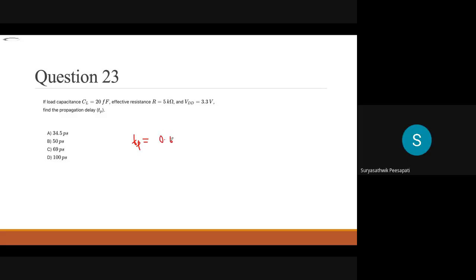tp is 0.69 into R into CL, right? Yes, ma'am. Because I have not properly calculated, I just want to know the process. So 0.69 into R. What is the value of this R? It is 5 kilo ohm, that is 5 into 10 to the power 3. And what is the value of this CL? CL is 20 femtofarad. Now tell me after calculating it, what value you are getting.